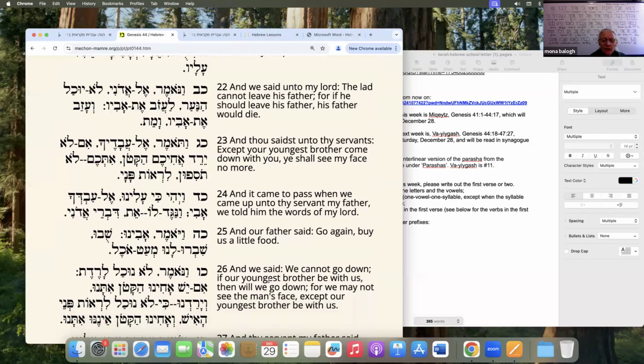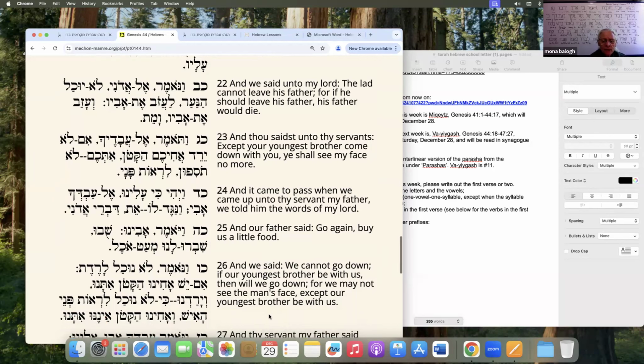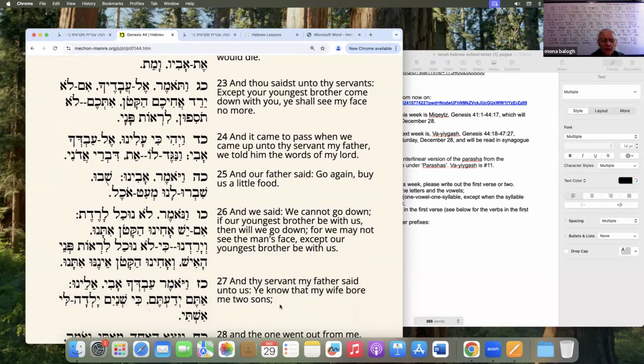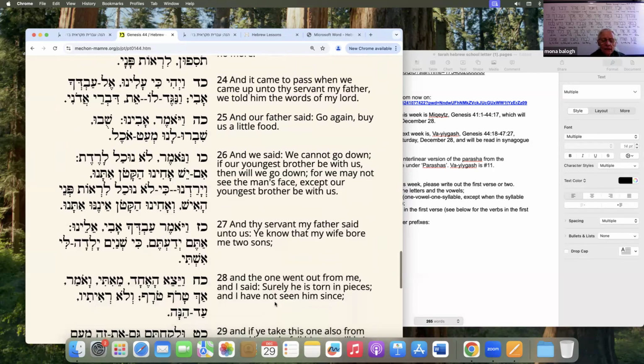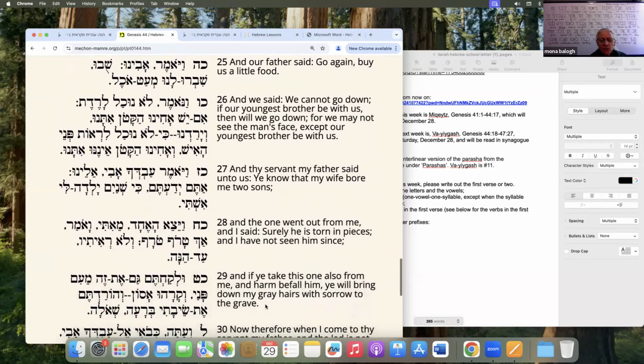And we said, we cannot go down. If our youngest brother be with us, then we will go down. But we may not see the man's face except our youngest brother be with us. And your servant, my father, said to us, you know that my wife bore me 2 sons. And the one went out from me, and I said, surely he's torn to pieces, and I have not seen him since. And if you take this one also from me, and harm befall him, you will bring down my gray hairs with sorrow to the grave.